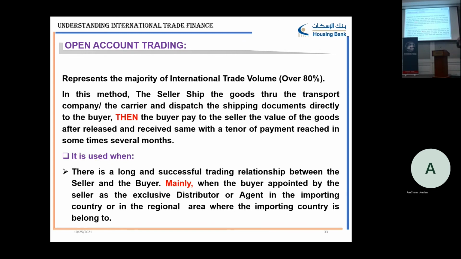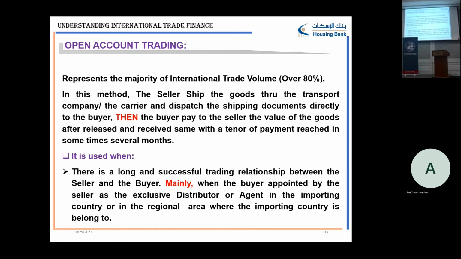Okay? But when can we use it, or why is it currently the major method of payment in international trade? Currently, there are long and successful relations between buyers and exporters in general. So the majority of them are considered exclusive distributors for those exporters in their countries. Because there is a long experience or relation between them, why not, as a seller, give this facility, or supplier financing as we call it, to the buyer and fix a limit for him? Under this limit, he can import goods through the year.